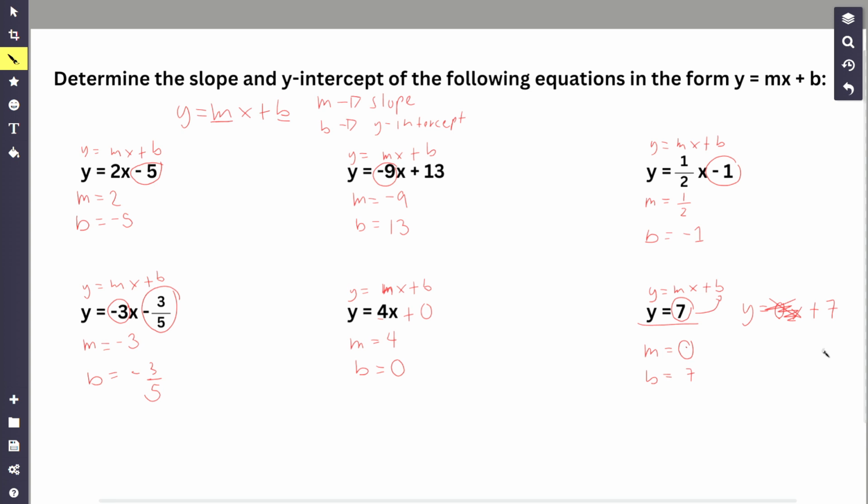That's as simple as that. y = mx + b, that's the form of the equation. And this is how we identify or determine the value of the y-intercept and our slope. I hope you get this one. Thank you.